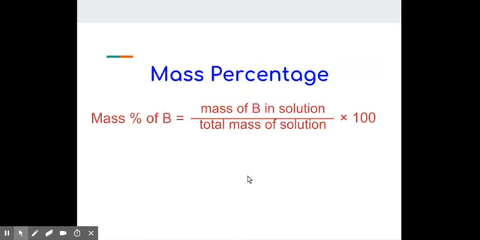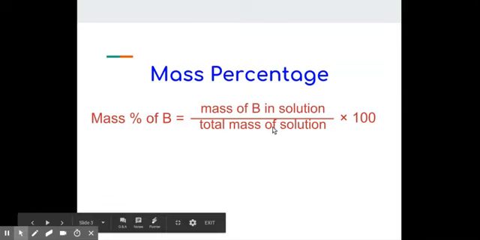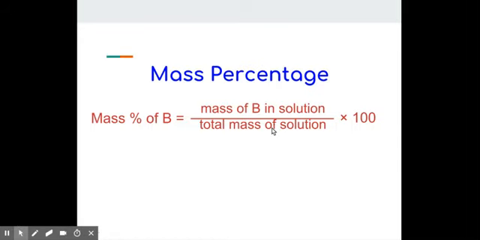Similarly, if you want to get another component, say for example B, the mass of B will be on top, and then the total mass of the solution will always be in the denominator, then always times 100. Now, remember that your total percentages have to be equal to 100%. So if you want to get the percentage of all the components to check whether you're correct, you need to add them, and it should equate to 100%.